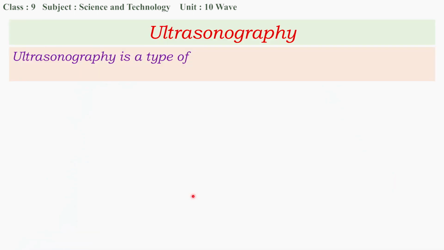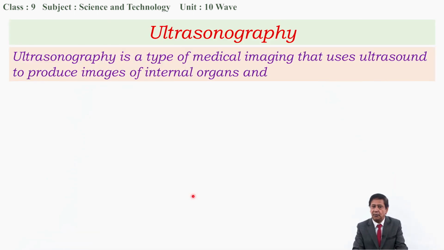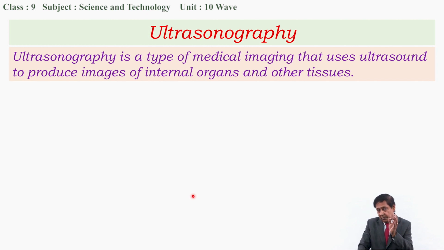Ultrasonography. What is it? Ultrasonography is a type of medical imaging that uses ultrasound to produce images of internal organs and other tissues. And normally we used to say video X-ray. This is not X-ray. X-ray is different, it uses electromagnetic waves, but ultrasonography doesn't include that. It is sound wave, and that's why I'm talking about it along with ultrasound. And how do we do this ultrasonography?